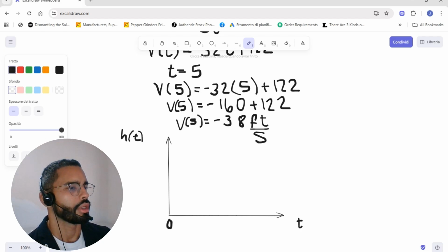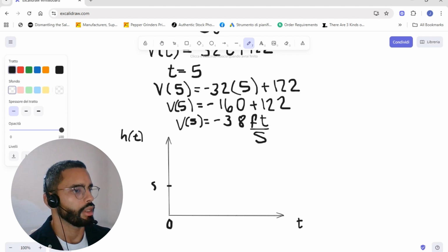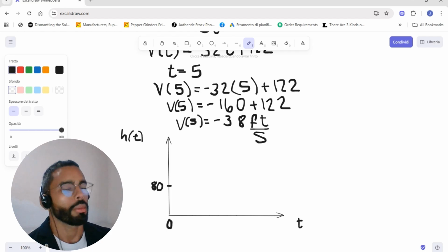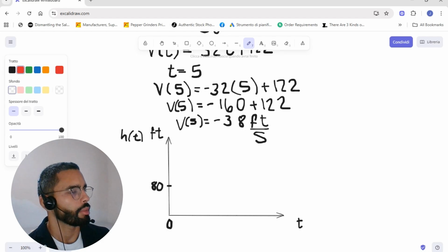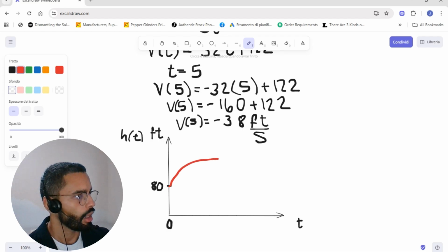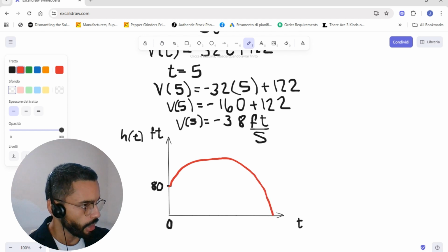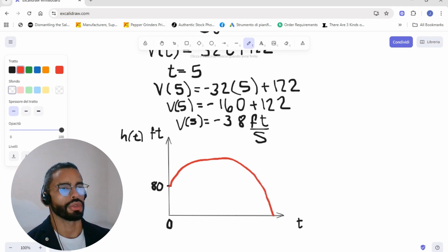And what's the value of h that we discussed earlier at t equals 0? The initial velocity was 80. No, my apologies, the initial height. So this is feet. The initial height is 80. And from here we can draw a parabola. It's not going to be perfect, but it will be something like this. It goes up and then it goes down until it touches the ground.